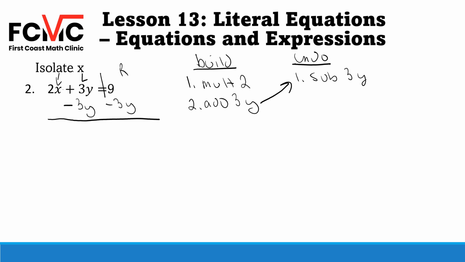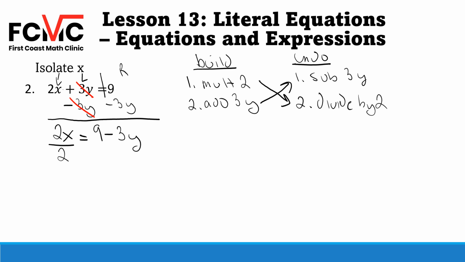So my 3y's cancel out, and I'm left with 2x equals 9 minus 3y. Remember, I can't actually subtract 9 and 3y because they're not like terms. Now, I want to undo multiplying by 2. Well, how do I undo multiplying by 2? Let's divide by 2.